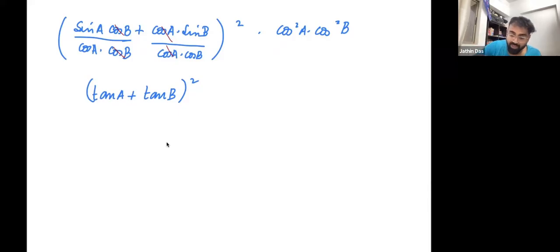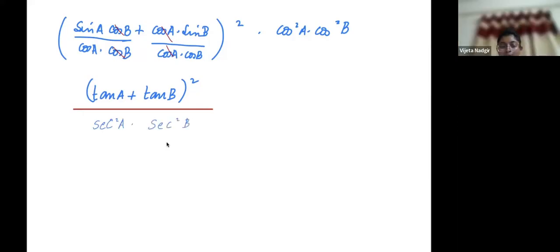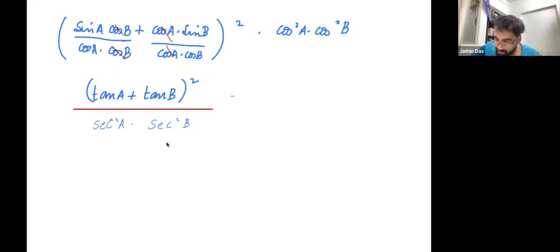Whenever you see a cos square, it should come to mind: cos square a is 1 by sec square a, and cos square b is 1 by sec square b. Sec square is 1 plus tan square. Okay?